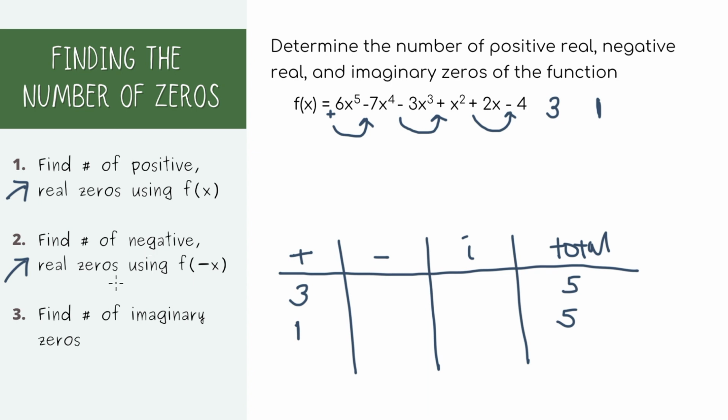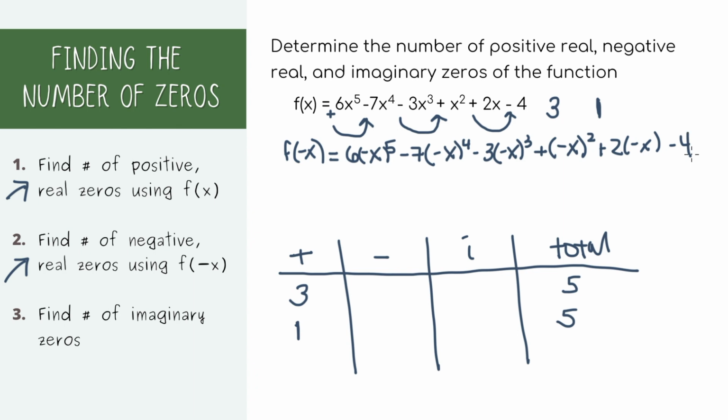Let's now go for the negative zeros. Also, according to Descartes' rule, to find the number of negative zeros, we're going to use f of negative x. What you're going to do to find f of negative x is for every x in the original function, we're going to replace it with a negative x. So it's going to look like this. Cool. And just to simplify, we'll get this.